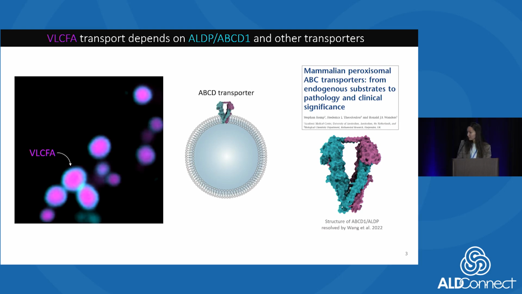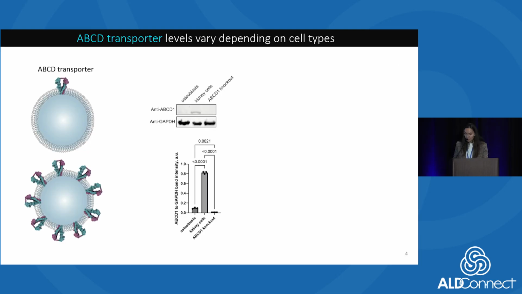So what we learned from initial attempts to establish some assays, we learned very simple things that I wanted to share with you. First, if you look at different cell types or different tissues in your body, you will find that different ABCD transporters are present in different copy numbers. There are some cells where these peroxisomal compartments have very few transporters, and there are compartments where you have many, right? And this is basically what you see here.